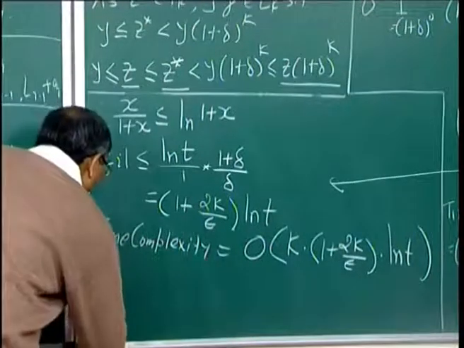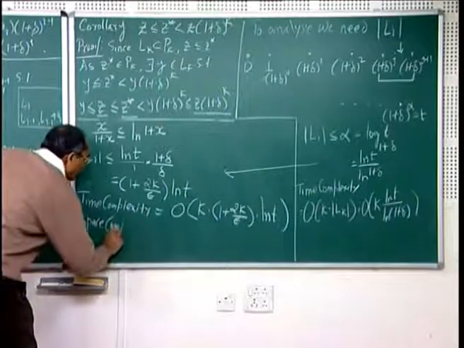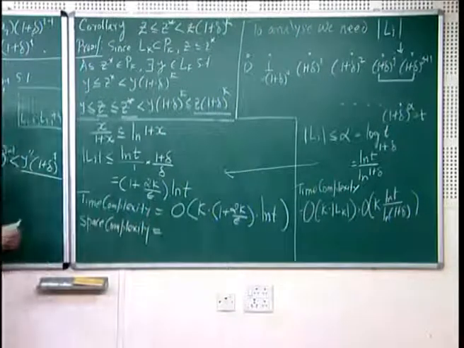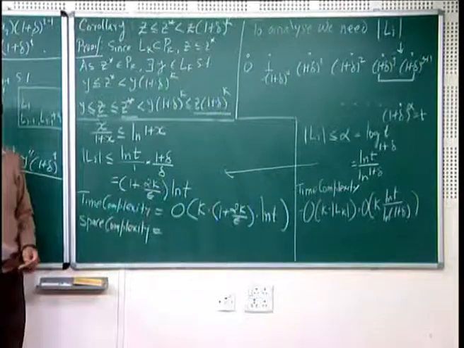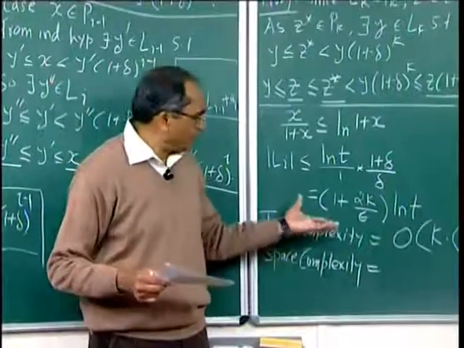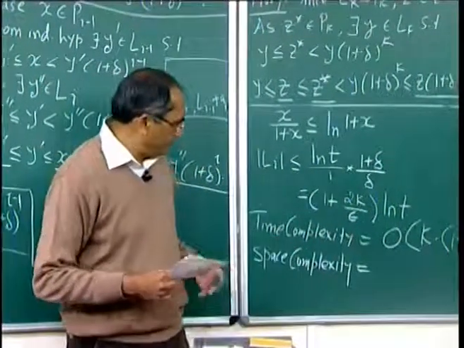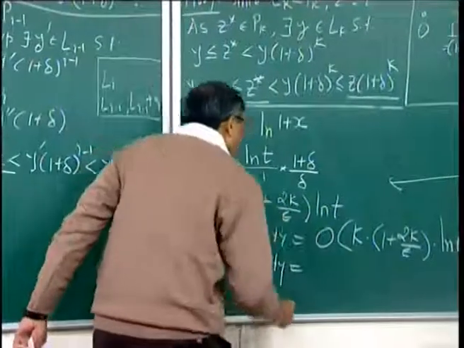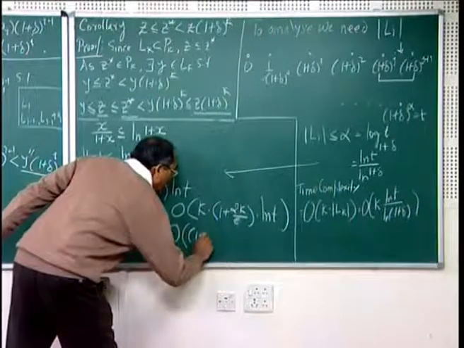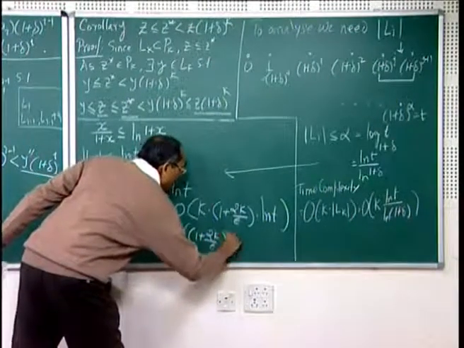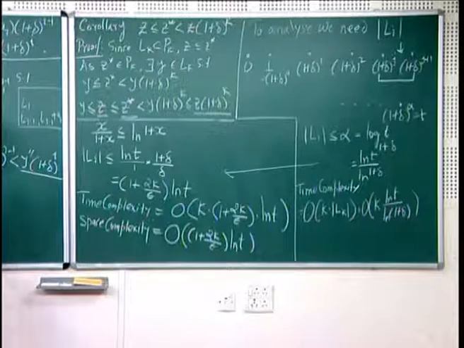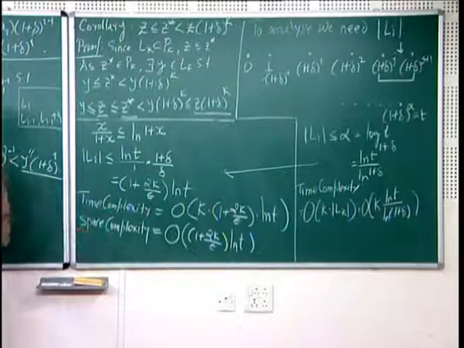The space complexity: at any point in time we keep one list, and while constructing the next list we might need space which is about at most 4 times that. So, this is only of the order of the size of Li, which is, as we have seen, nothing but 1 plus 2k by epsilon log natural of t. So, that completes the argument that it is indeed a FPTAS.